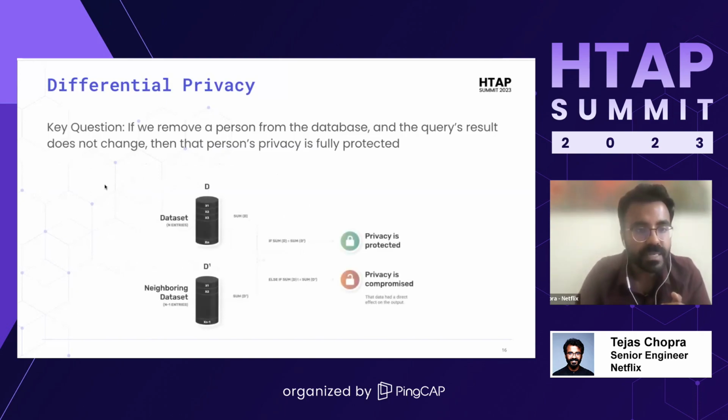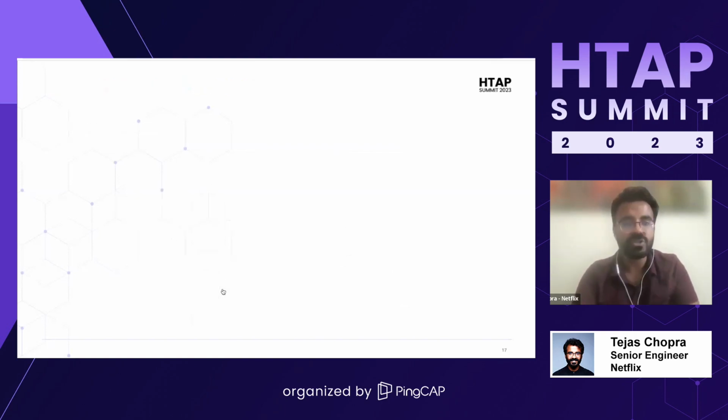Let's say you have a database that has entries and another database that has one entry less. If the average of all the entries in database D and the average of all the entries in database D prime is the same, that means the person whose data was removed, their privacy is protected. It does not matter whether they are added to the database or not. They do not affect the result. But if it is not the same, that means their privacy is compromised. That is in short what differential privacy allows us to do.